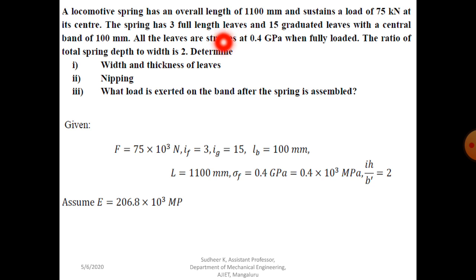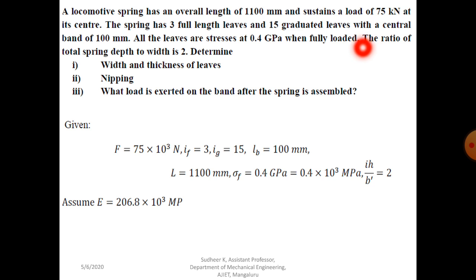There will always be 2 kinds of leaf in the leaf spring. One is full length leaves, and another is graduated length leaves, also called graduated leaves. The total leaf is graduated leaf plus full length leaf. The full length leaf is denoted with suffix f, f indicates full length. Similarly suffix g, g indicates graduated leaf. So the total number of leaves is n_f plus n_g, denoted by small letter n.